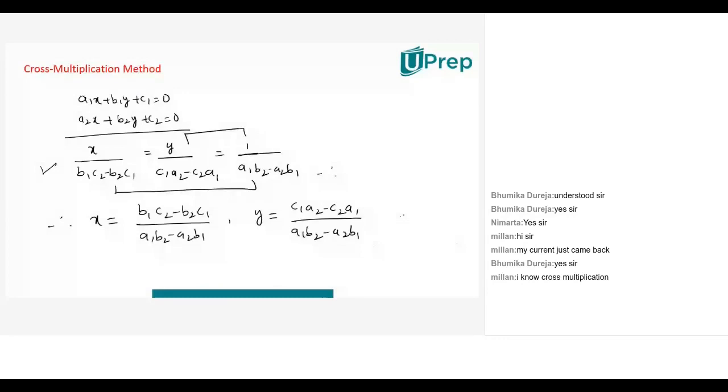Sir, I have one doubt. Sure. Sir, why is the minus sign coming between these two expressions, A1 C2 minus B2 C1?